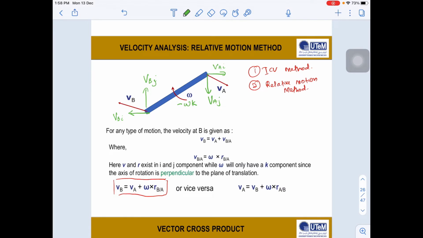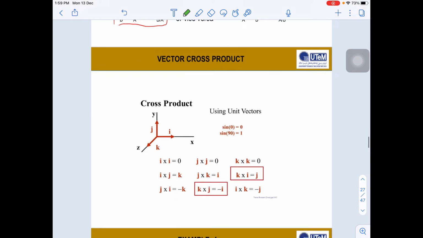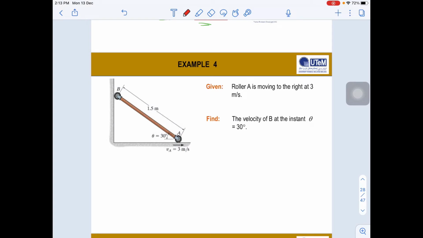I will show you what the cross product means. This is just part of your calculus. I times I gives 0. I times J is K, J times I is negative K, and so on. The ones we will use most are K times J, which is negative I, and K times I, which is equal to J. Now we look at example 4 for more understanding.